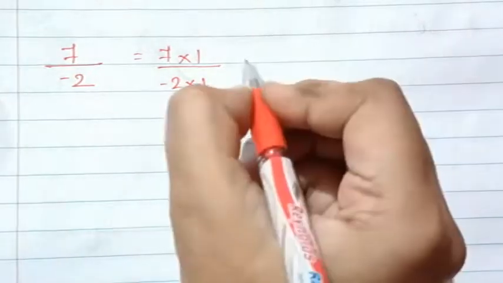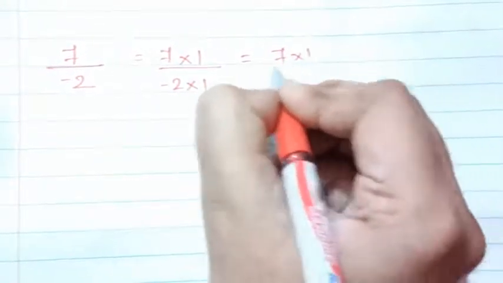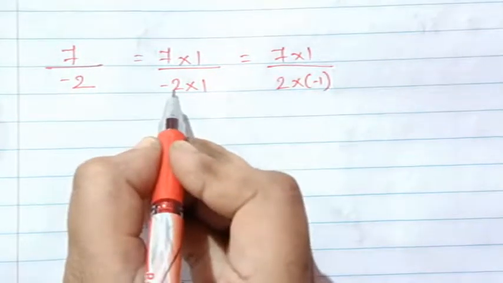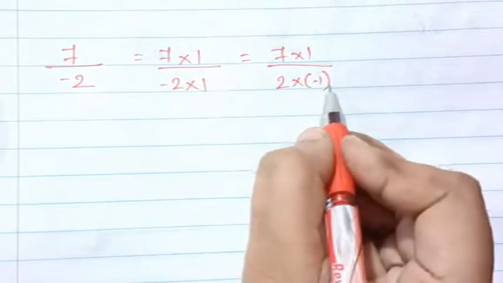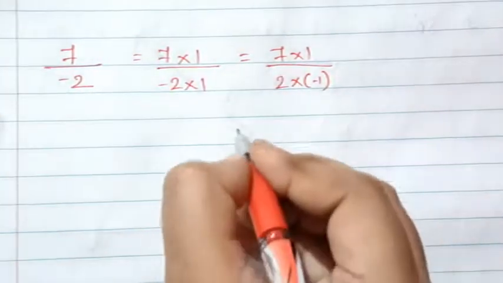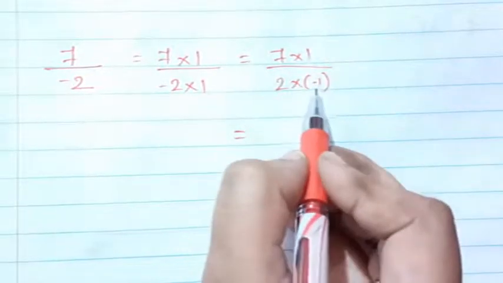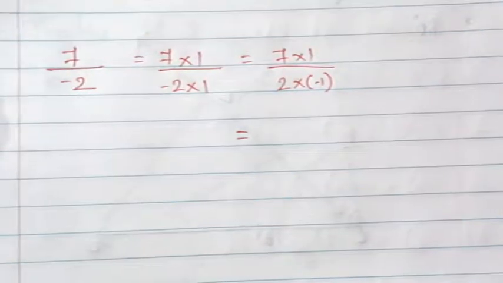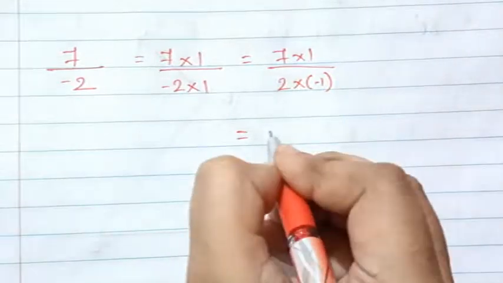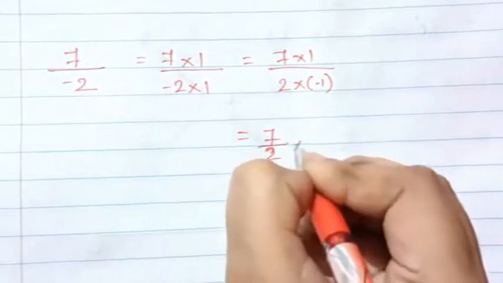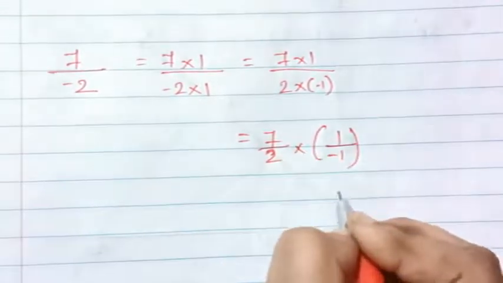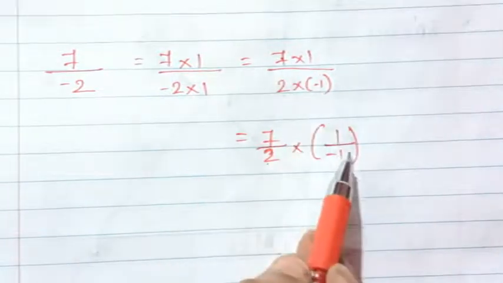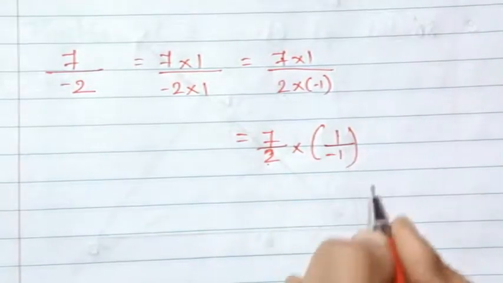Now the next step: 7 ones are 7, we'll keep it like that only, and for this 2, I'll switch the sign to the -1. What did I do? The sign of -2, I gave it to the -1. Is that clear? Now we will make groups: one group of 7 upon 2 multiplied by a separate group of 1 upon -1. Okay, so 1 ones are 1.